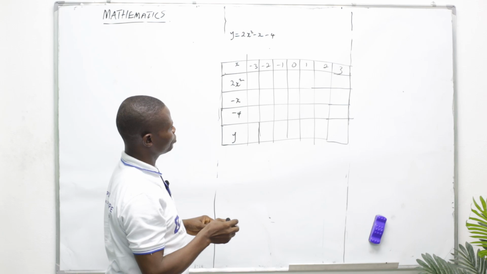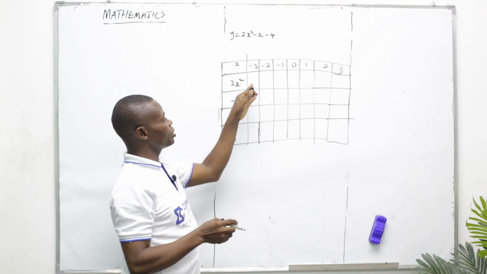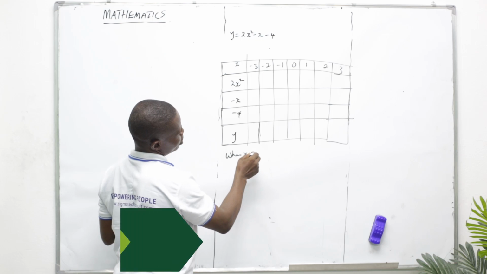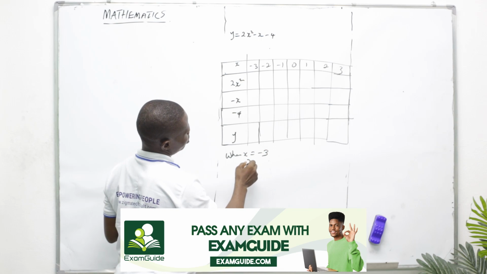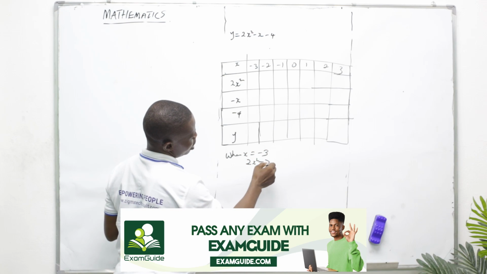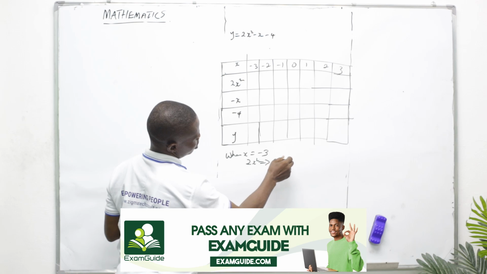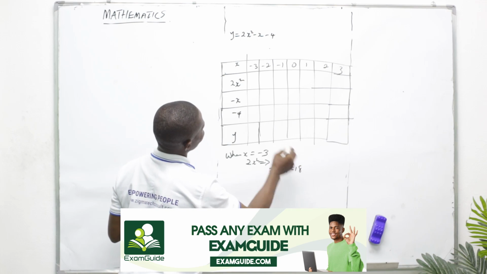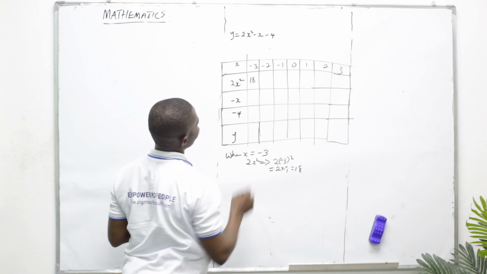So we have, for this format, you can say when s is minus 3, 2s squared implies what? 2 bracket minus 3 all squared. That is 2 times 9 equals 18. You're right.